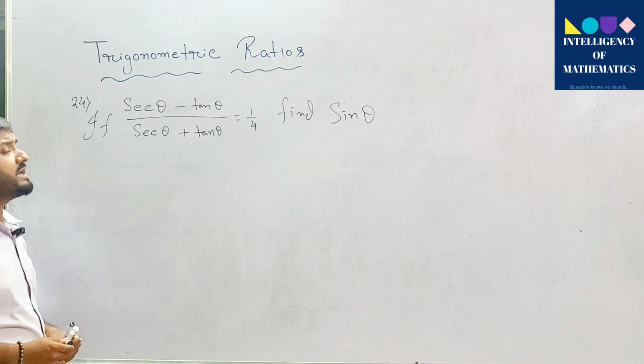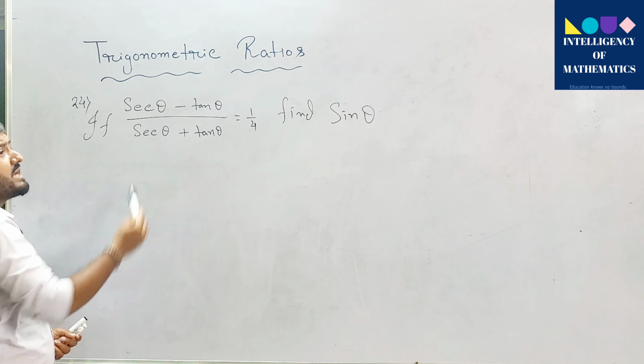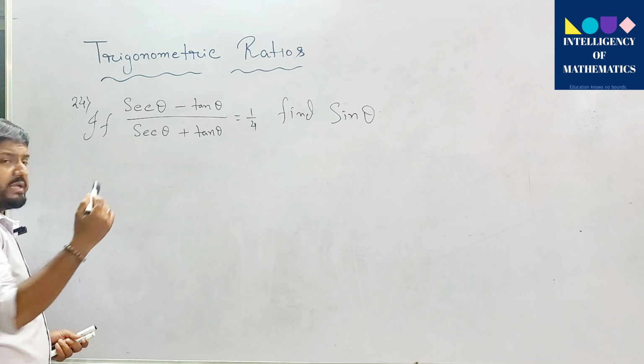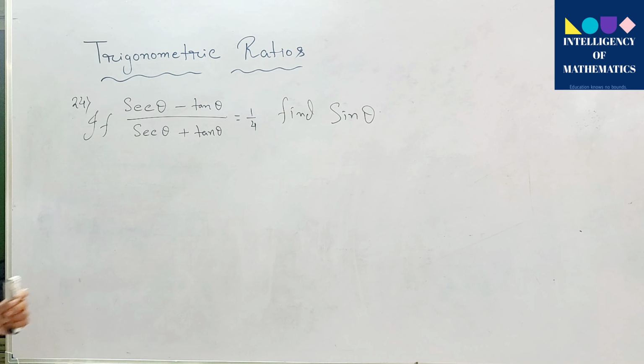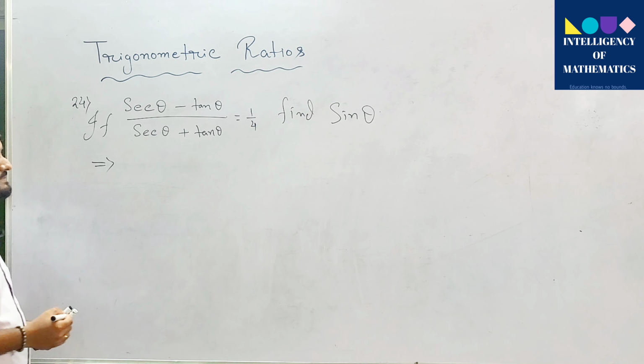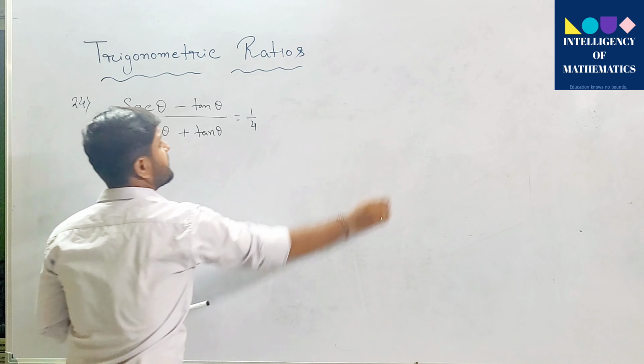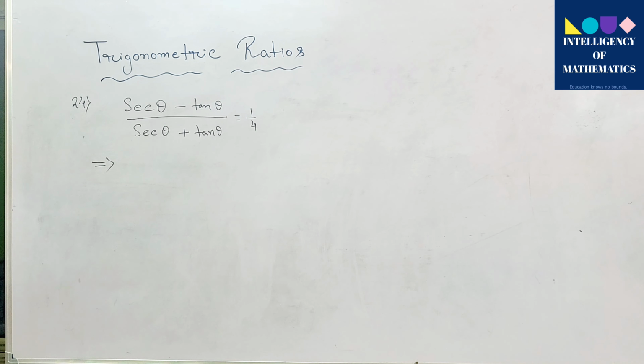One way is that we can split sec theta as 1 by cos, and tan as sine by cos. Then we can proceed by multiplying cos theta and all. The easiest way is to cross multiply. So we are starting with this one only. This is the expression given.